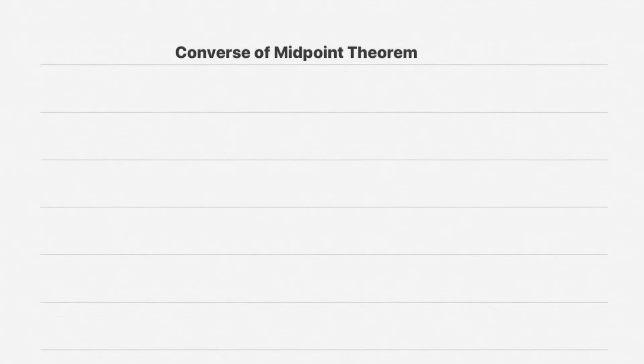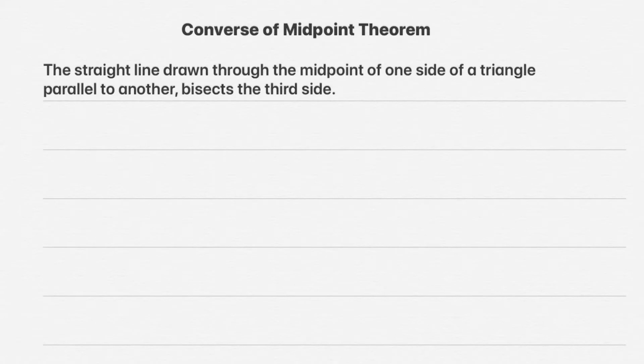Hello guys, so we have already talked about the midpoint theorem in our previous video. Now in this video we are going to talk about the converse of midpoint theorem. Converse of midpoint theorem states a line drawn through the midpoint of one side of a triangle parallel to another bisects the third side.